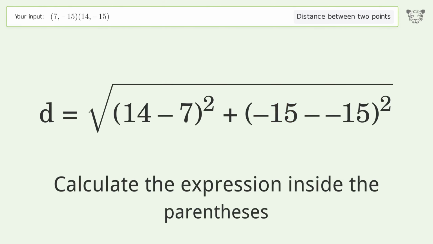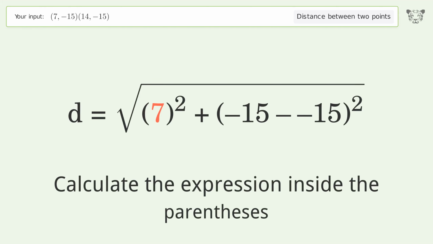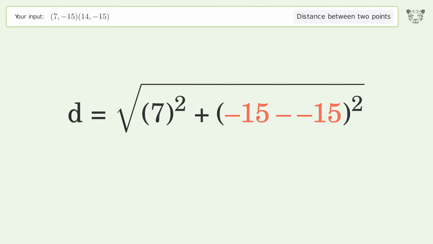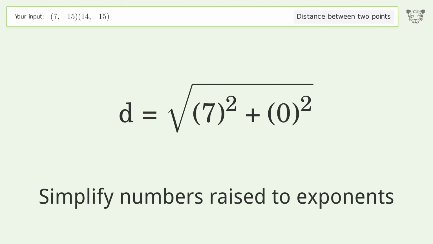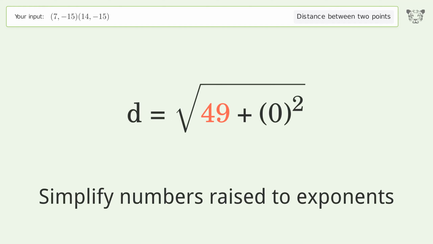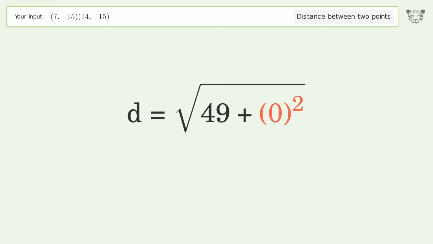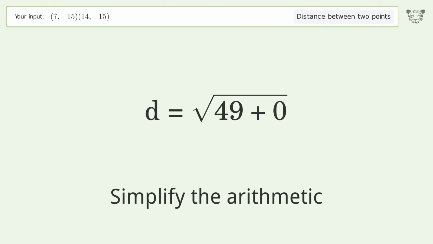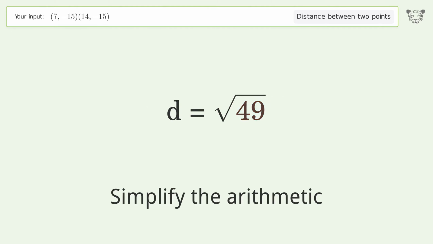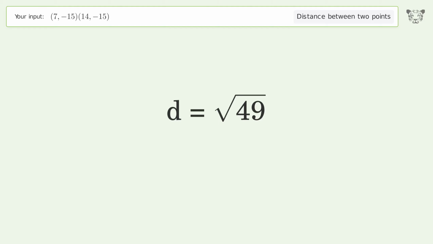Calculate the expression inside the parentheses. Simplify numbers raised to exponents. Simplify the arithmetic. And so the distance between the 2 points is the square root of 49, or 7.